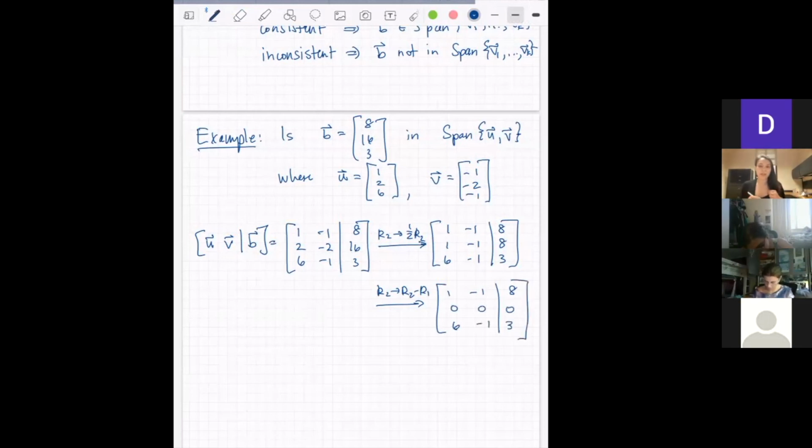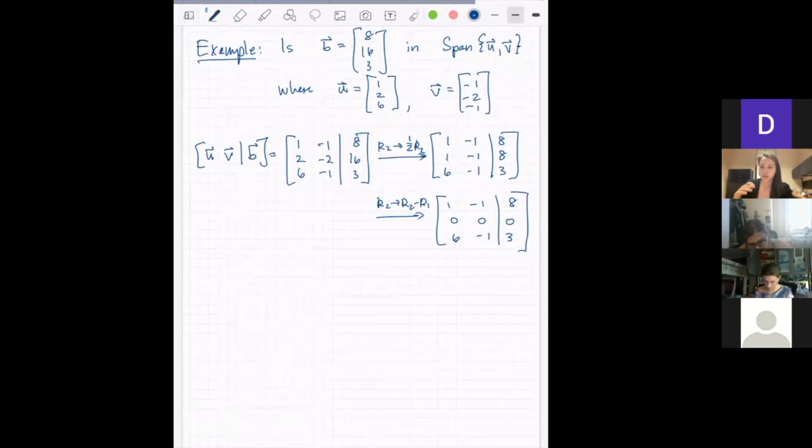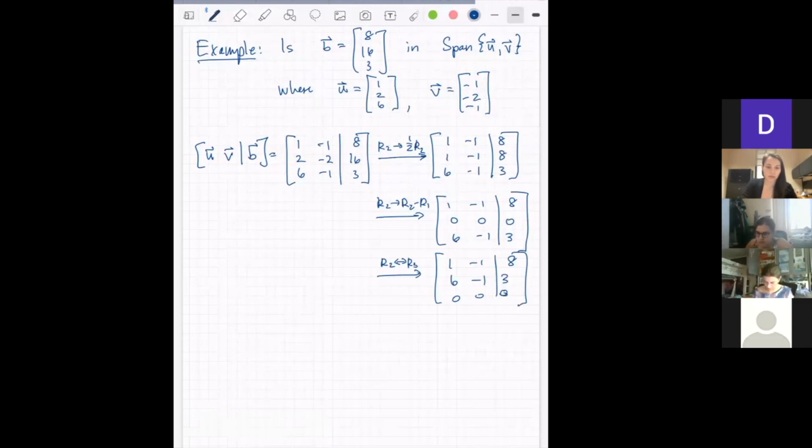And then in row echelon form, we want all rows of zeros to be at the bottom. So we'll go ahead and switch row 2 and row 3. So we have 6, -1, 3. Zeros at the bottom. And then we want to take care of row 2, right? So we can take row 2 and replace it with row 2 minus 6 times row 1.